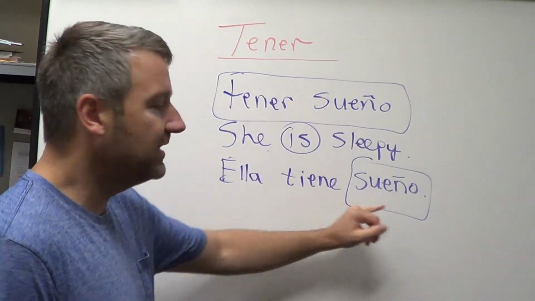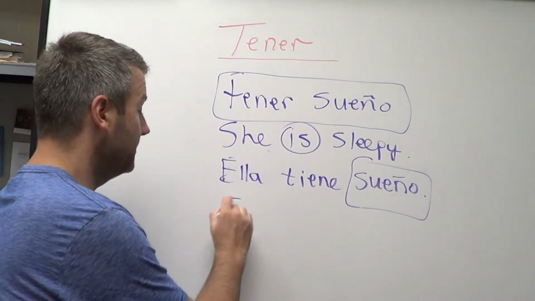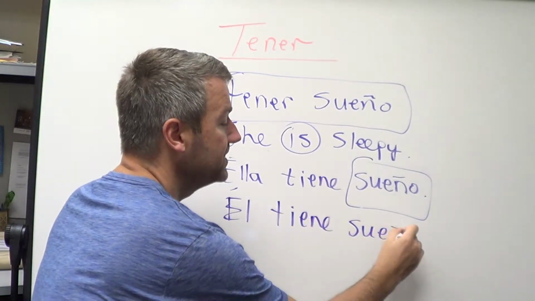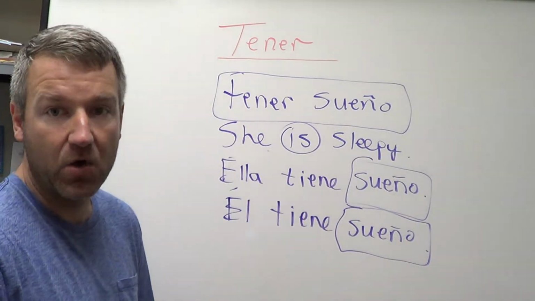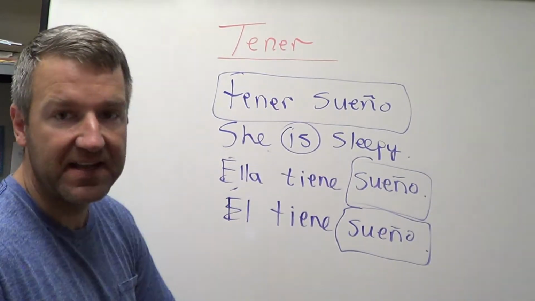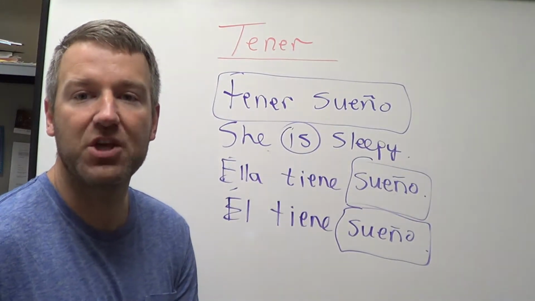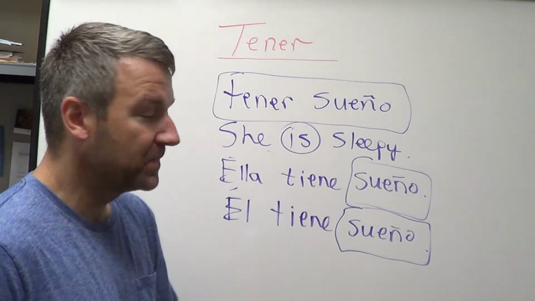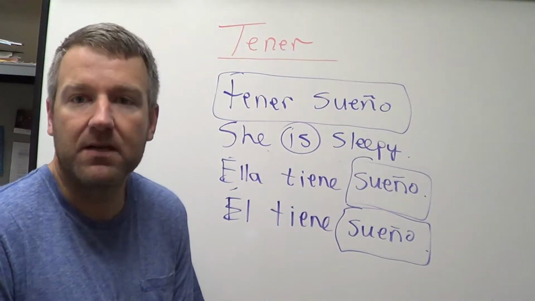Okay, so ella tiene sueño. She is sleepy. If I would say he is sleepy, well, I would say él tiene sueño. Okay, so I want you to notice again that that sueño is not changing at all. That has nothing to do with él or ella. That does not change. I know I might keep saying this over and over, but I just want you to know that you have to leave that alone or your sentence would be incorrect. Okay? So that's one expression we have in Spanish with tener sueño.